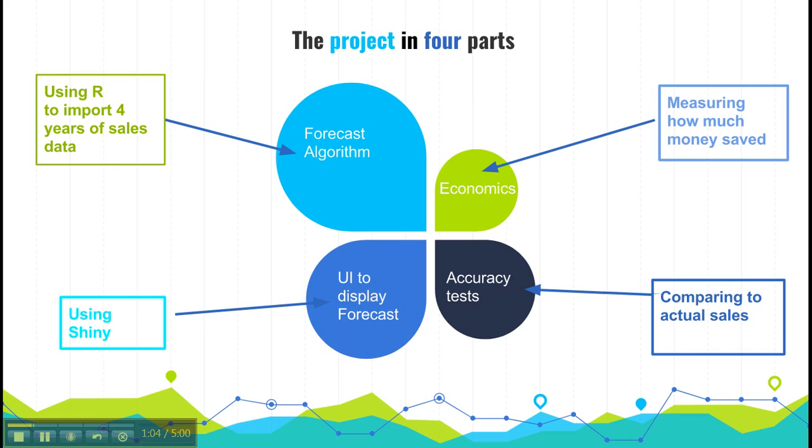So the project is basically outlined in 4 parts. The first part is creating the forecast algorithm itself, and then also the UI to display that forecast to the people who are going to be using this. And then also attached is the economic justification as well as the accuracy tests, comparing how accurate it is to live data.